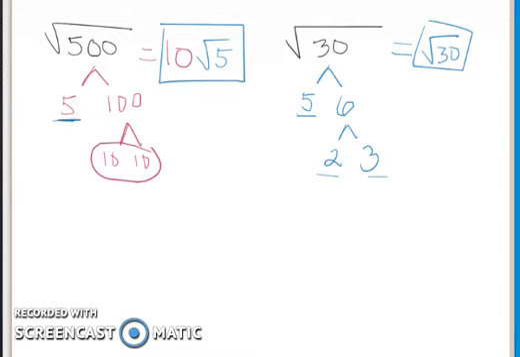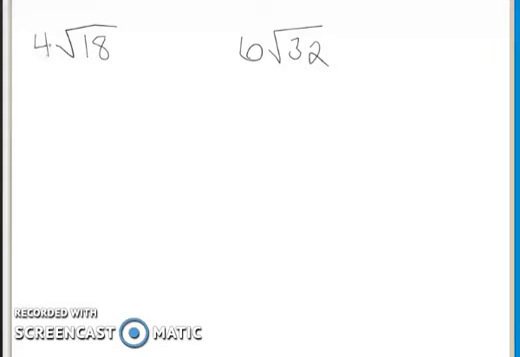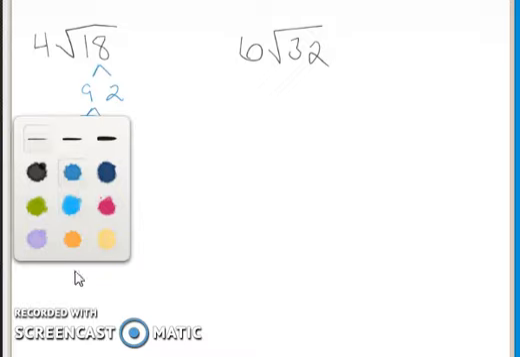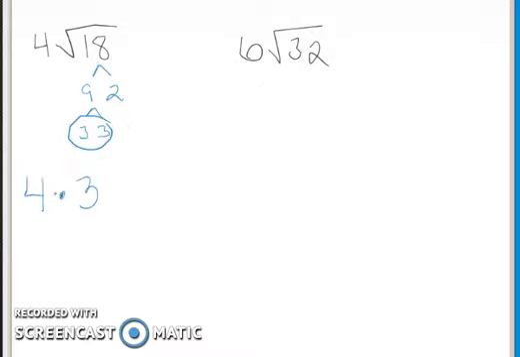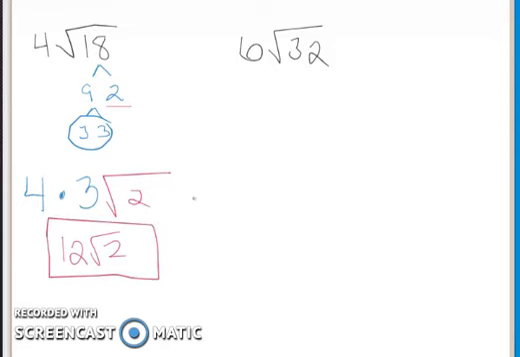Let's look at two more and we're done. Alright, here we already have a number on the outside. Let's take a look at this. 18, 9 and 2, and this would be 3 and 3. Notice I have two 3s, so I can pull them out. Well, I already have a 4 out here, and then I pull the 3 out. These have to multiply to each other. What's left behind? The 2. The 2 is left behind, and so the 2 needs to go here. 4 times 3, that's going to give me 12 rad 2. Okay, so if we already have a number on the outside, we just need to multiply it.